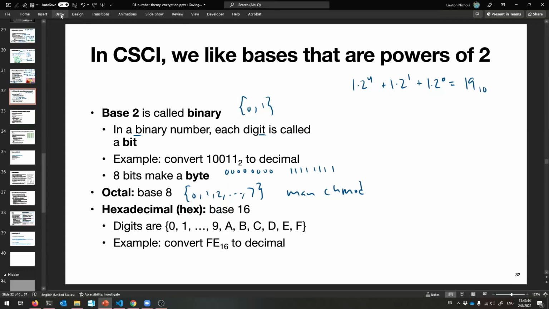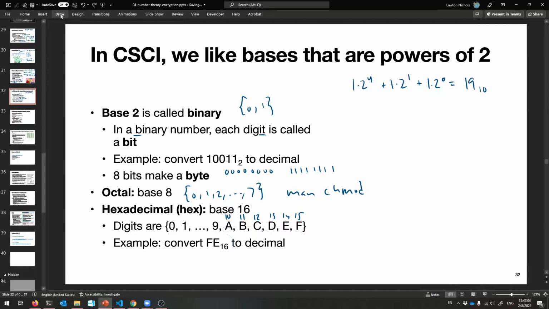Crazy. And so we have to introduce letters now. The letter A in a hexadecimal number means 10 in decimal as a single digit. B means 11 as a single digit. Then 12, 13, 14, all the way to F being 15. Crazy, huh? So, for example, let's convert FE to decimal.